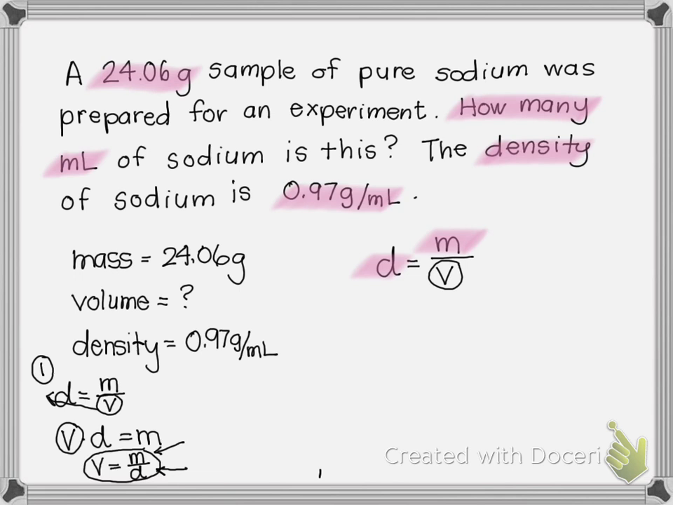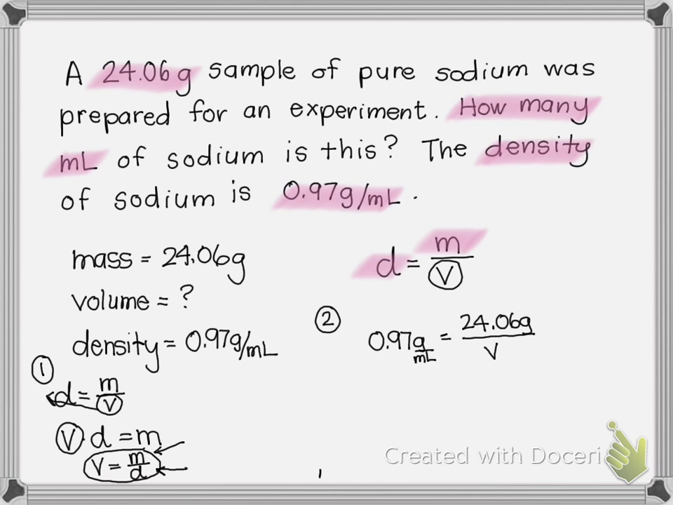The second approach you could take is to plug in the numbers and then rearrange the equation. So I know the density is 0.97 grams per milliliter. And I know the mass is 24.06 grams, and I don't know the volume. So I'm just going to write V as my unknown because it's volume. If you're more used to writing X, you could do that as well.